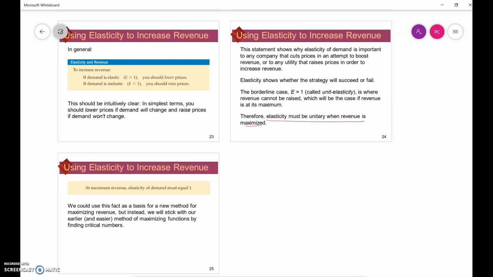All right, and that's on the next slide as well. At maximum revenue, elasticity of demand must equal 1. So we could use this fact as a basis for a new method for maximizing revenue. But instead, we will stick with our earlier and easier method of maximizing functions by finding critical numbers. All right, just giving you another way. If you know the elasticity of demand and you know where it is equal to 1, you could find your maximized value, but it's simpler and easier to go ahead and find the derivative and use that to find critical numbers. All right, that's the end of section 4.4.